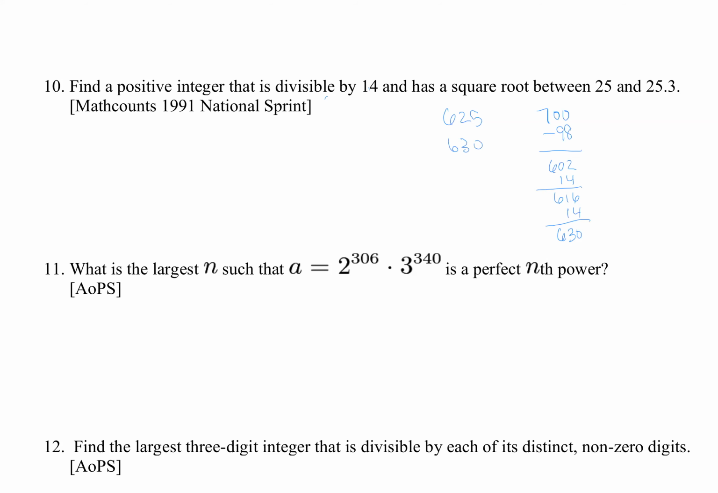So let's find that 630. And then we want 630 to be less than 25.3 squared, right? And then if we square 25.3, I'm pretty sure this is 640 point something. And then we see that 630 is between these two numbers, so we know that this is the positive integer that is between these two. You guys have any questions?